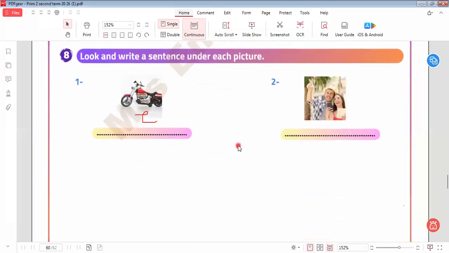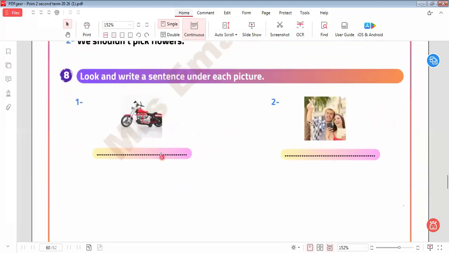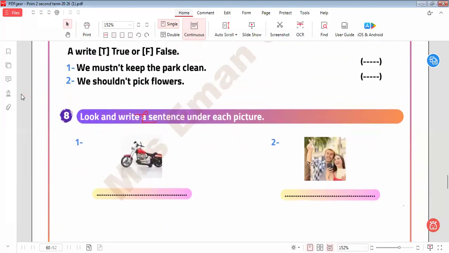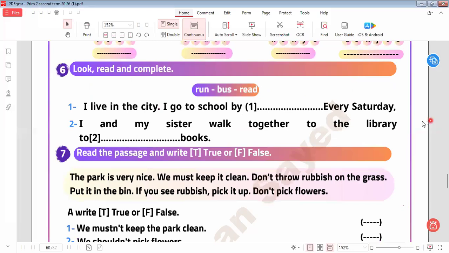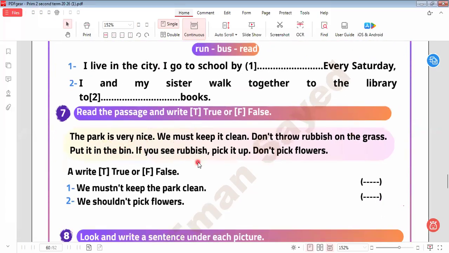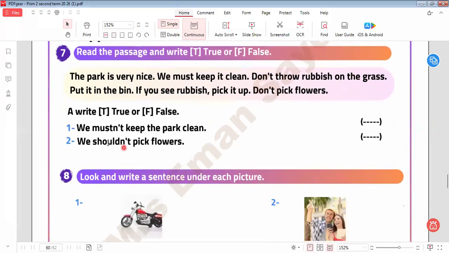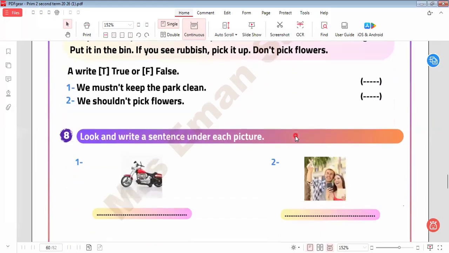Here is the comprehension text. Let's do it together. Okay. I will stop at unit test 5 today. Next class, I will continue the rest of the exercise. Okay. Here we say, the park is very nice. We must keep it clean. Don't throw rubbish on the grass. Put it in the bin. If you see rubbish, pick it up. Don't pick flowers. So we mustn't keep the park clean. It will be here false. Why? Because we must keep the park clean. We shouldn't pick flowers. Yes, we shouldn't pick. Don't pick flowers. Let's go to another one.